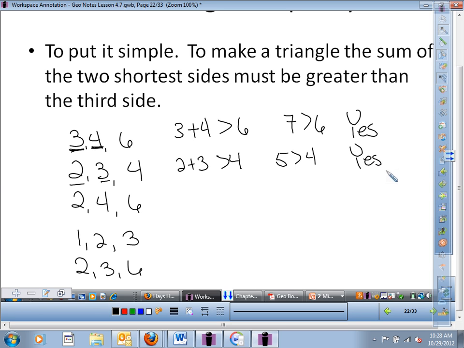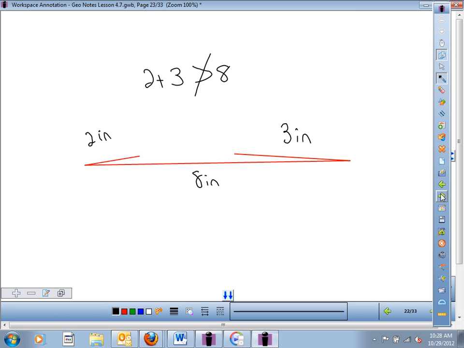Alright, well, let's go to 2, 4, and 6. If we look at 2, 4, and 6, we would take 2 plus 4. Is that greater than 6? Well, 2 plus 4 is 6. Is 6 greater than 6? No, it is not. So can we form a triangle out of these three sides? No, we could not.